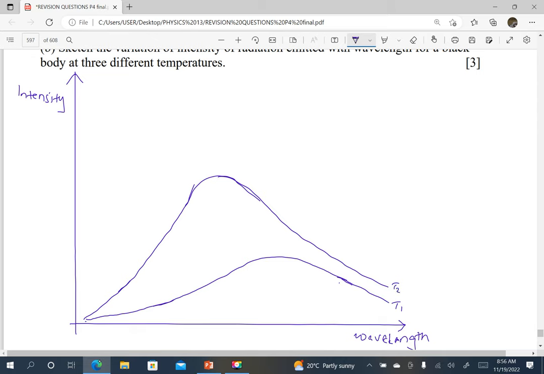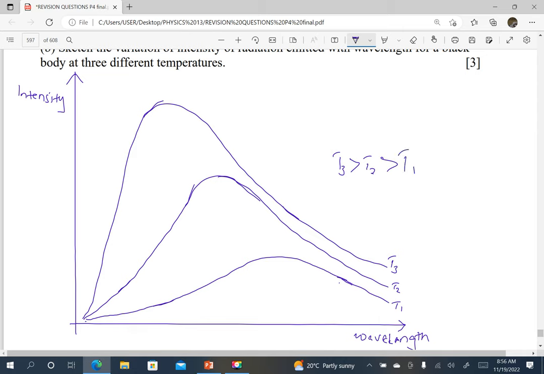And for the third temperature, so this would be T3. So I will just tell the examiner that T3 is greater than T2, which is greater than T1. So you see that my peaks are actually shifting. Maybe I can try to rectify this one. I want the peak to be narrower.